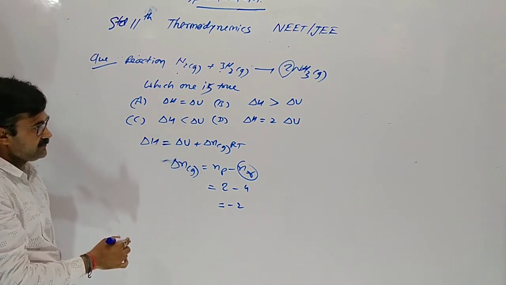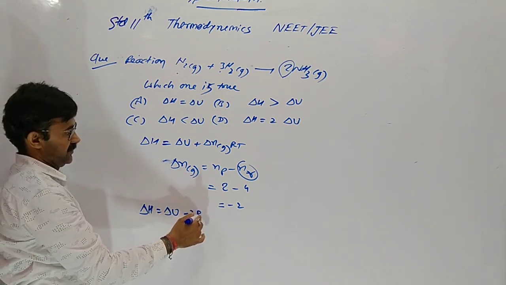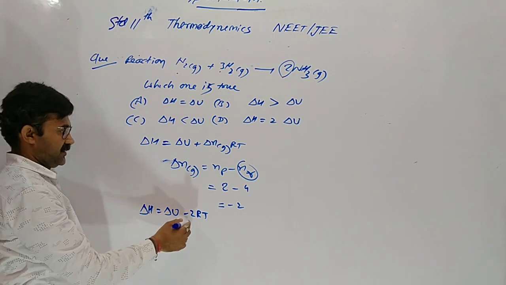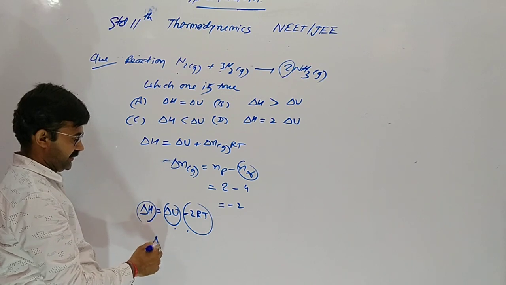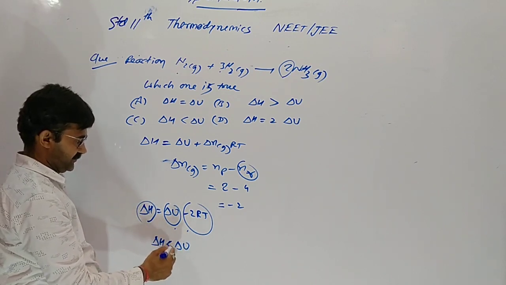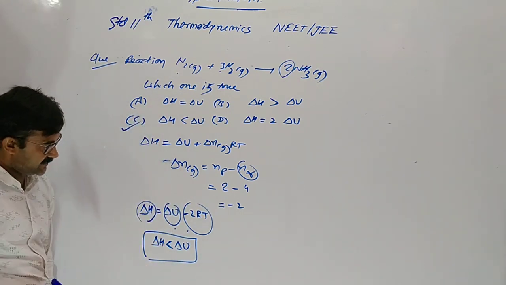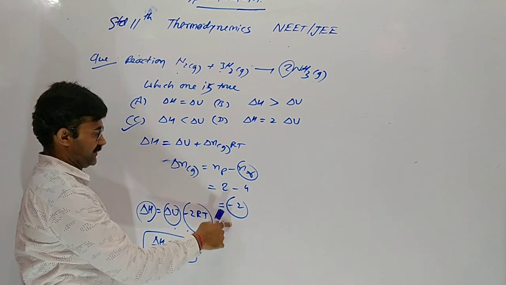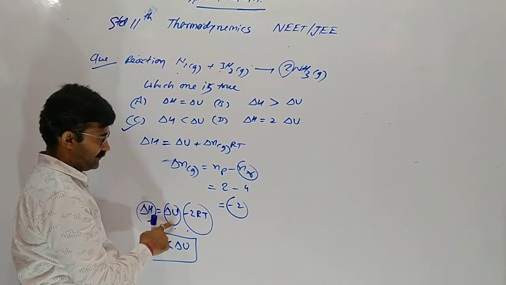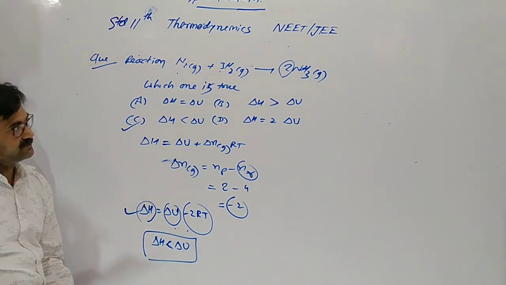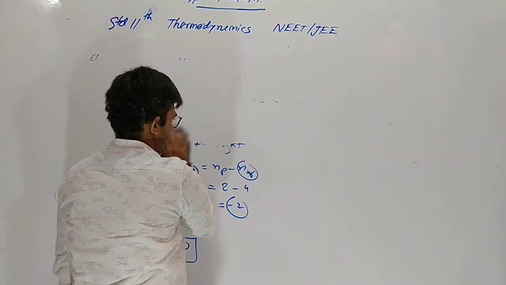So here delta H is equal to delta U minus 2 RT. This portion subtracts from delta U. So delta H became less than delta U. So answer is C. If our value of delta Ng is positive, then this portion adds into delta U. So delta H became more than delta U. Understood? Next question.